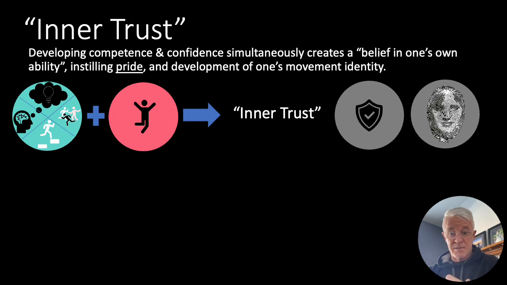So we want children to leave with an increased belief in themselves. And that means that the emotion that's tied to that is pride. I feel good about what I'm capable of doing, not being told what to do, but what I'm capable of doing. And that develops inner trust. And on the last part of this slide, over on the right hand, there's a little face fingerprint, which means, and this is a really critical notion for you to think about, you want people leaving your movement sessions with an increased belief in their movement identity. We want people to have a movement identity.